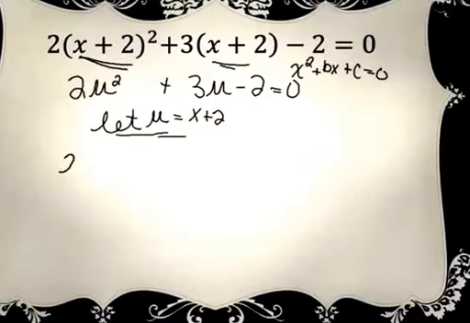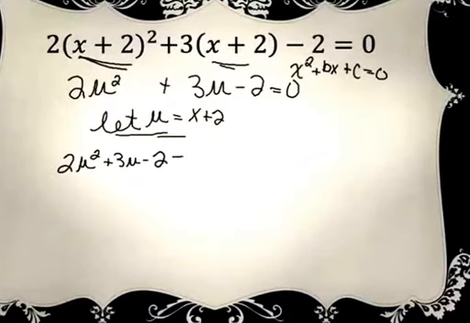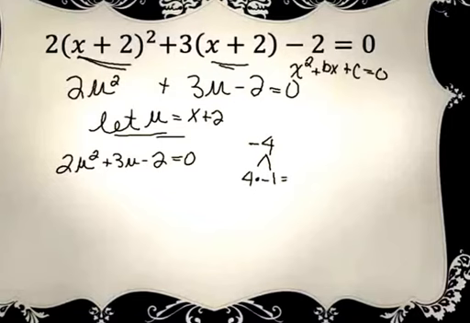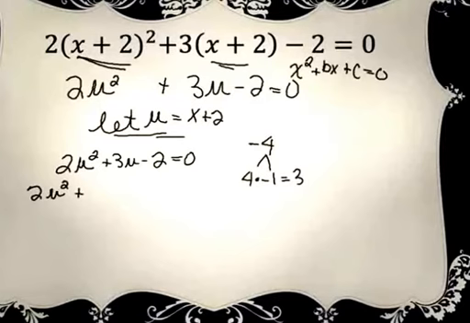So we have 2u squared plus 3u minus 2 equals 0. I'm going to have to do the grouping method here, because I have a number out front. So 2 times negative 2 is negative 4. And I know that 4 times negative 1 will add to 3. So I'll have 2u squared plus 4u minus u minus 2 equals 0.